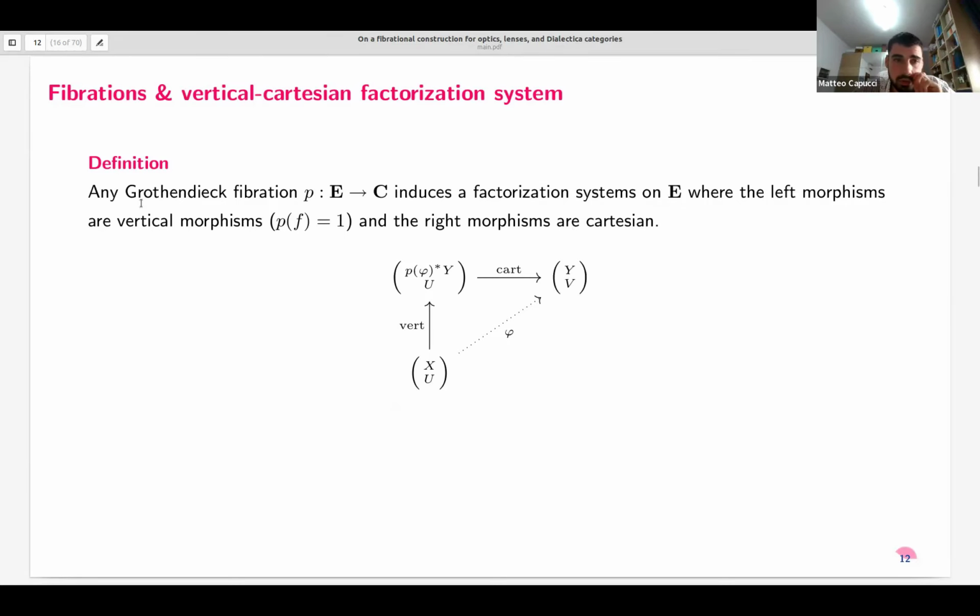So recall that if you have a Grothendieck fibration from E to C, then this induces a factorization system on E, which is given as follows. So you have phi going like this. I use this notation to say that X is an object over U in C. And then you can always factor phi as a vertical map, where vertical means that P sends it to an identity, followed by a Cartesian map.